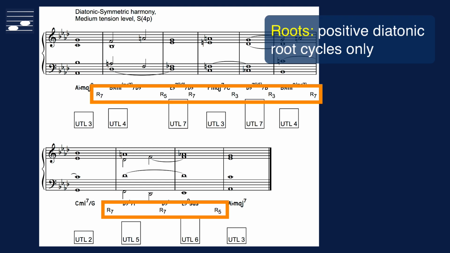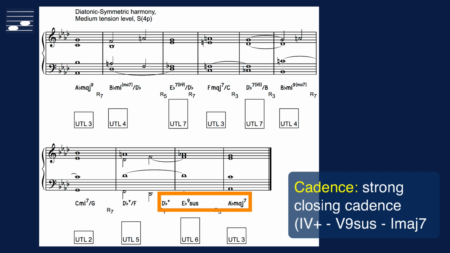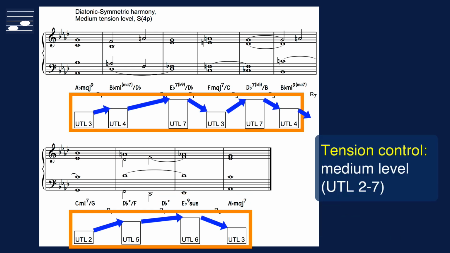Here, root movement is based on positive root cycles only. And there is another strong 4-5-1 closing cadence. Tension level lies between 3 and 7 with a double apex in measures 3 and 5.